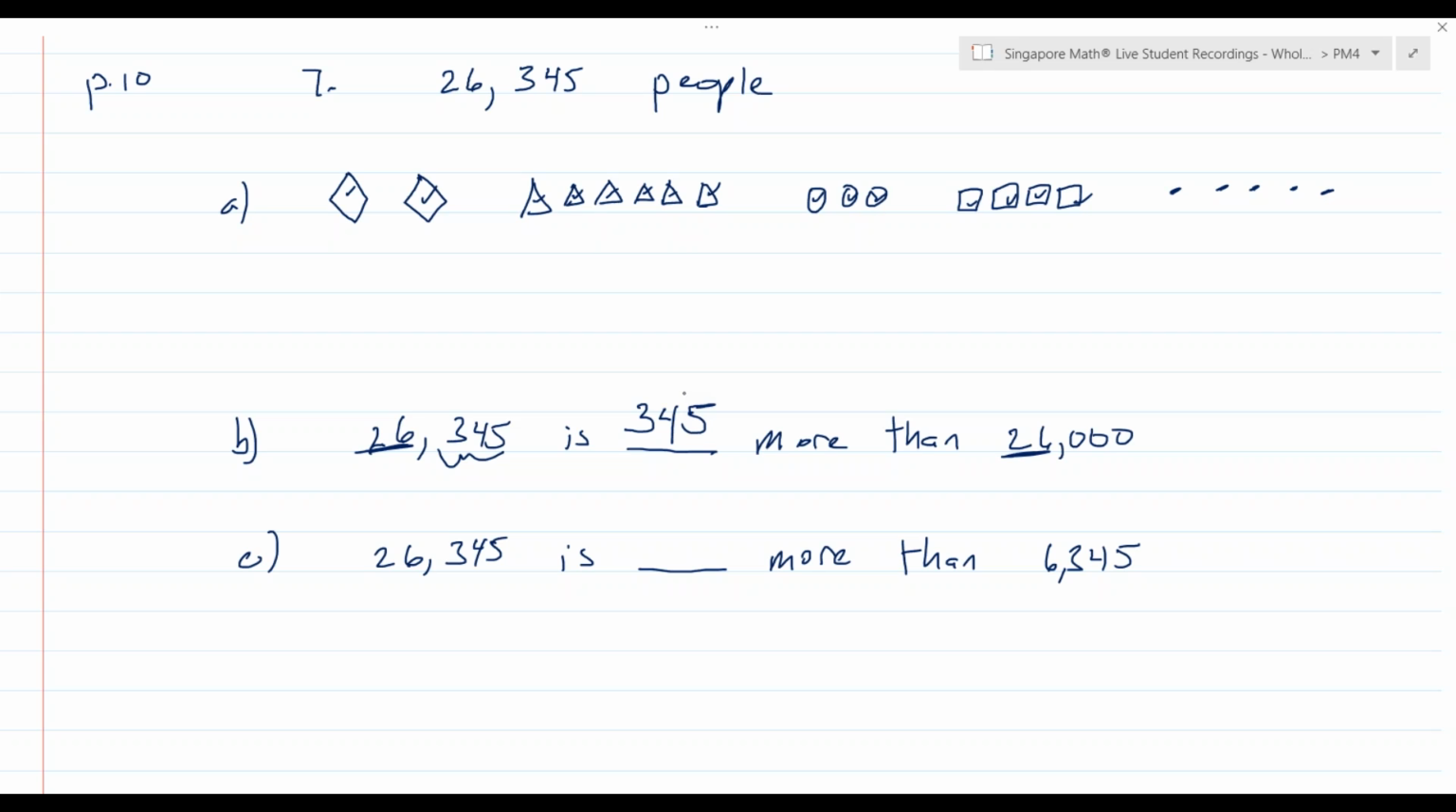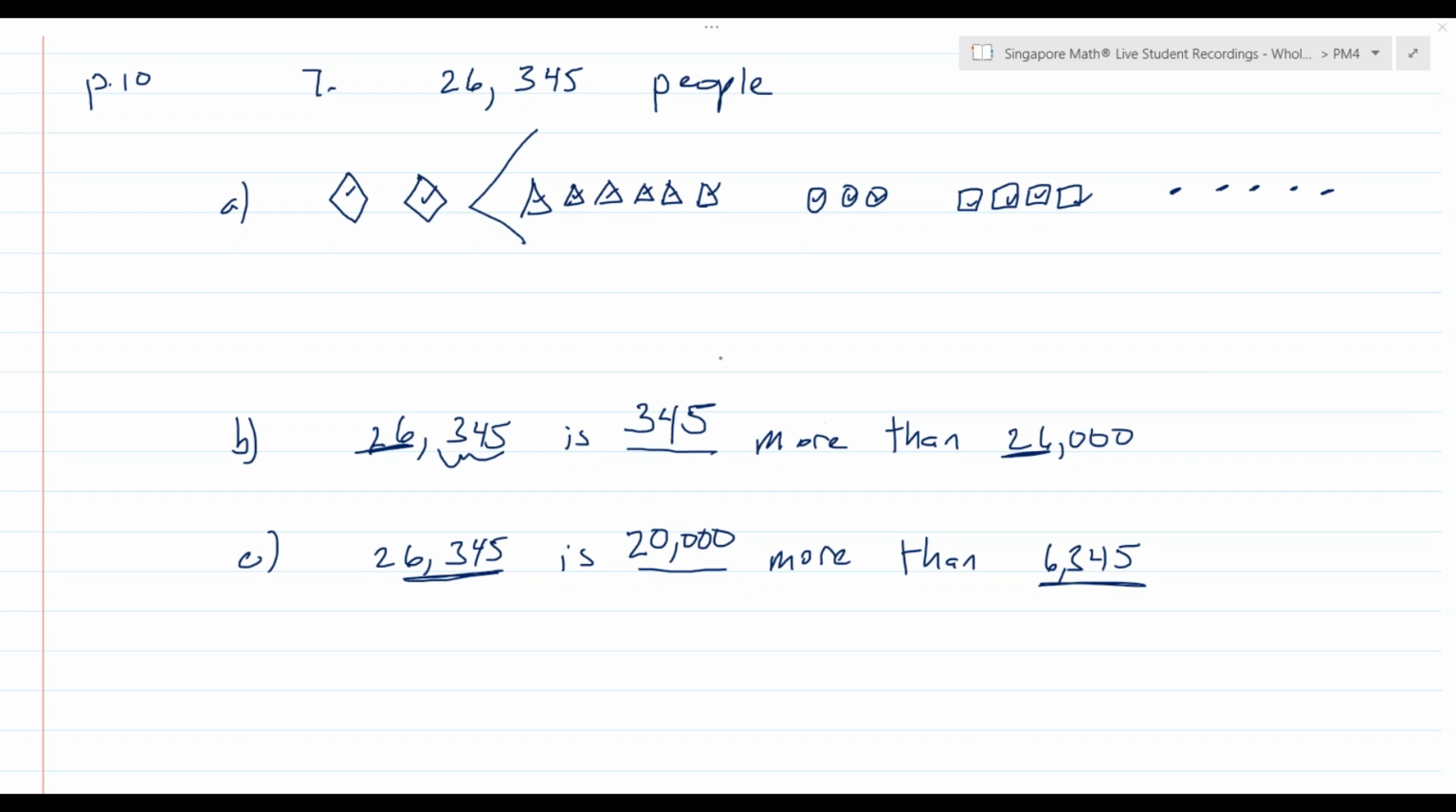Next question, 26,345 is how many more than 6,345? Well, if you look at this as 6,345, here's the 6,345. How many more is this number? It's 20,000 more. If you're thinking about it using place values, it's a very obvious answer, and it's just good to think about numbers in that way.